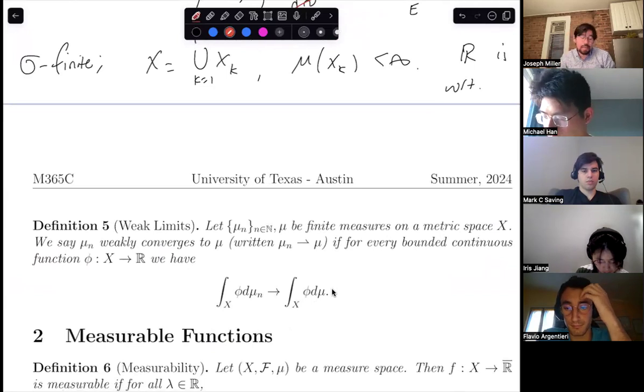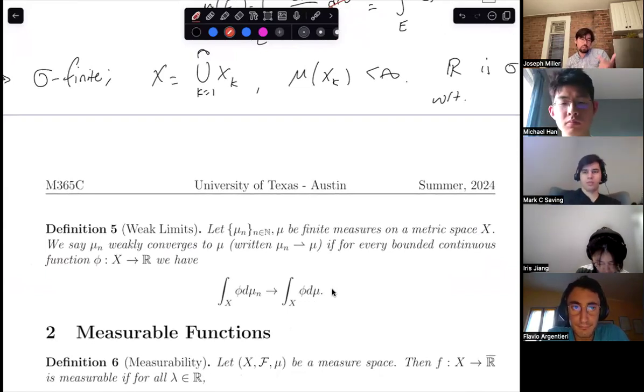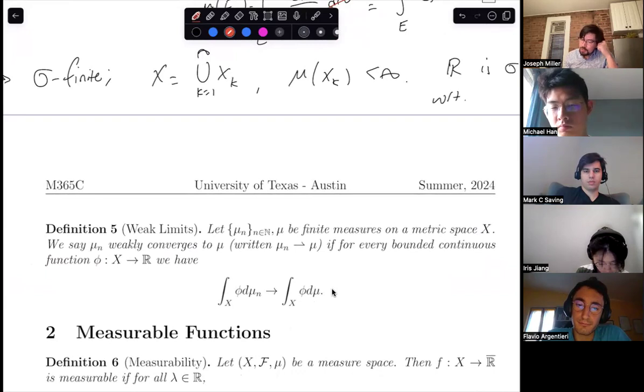Okay, so basically I've been studying properties of one measure or two measures. But let's say I want to take limits of measures. So the natural notion of a limit of measures is what's called a weak limit. So let's just read through what the definition is.